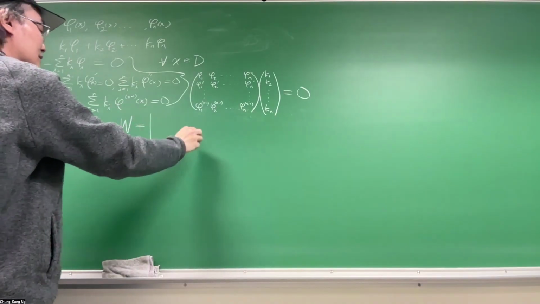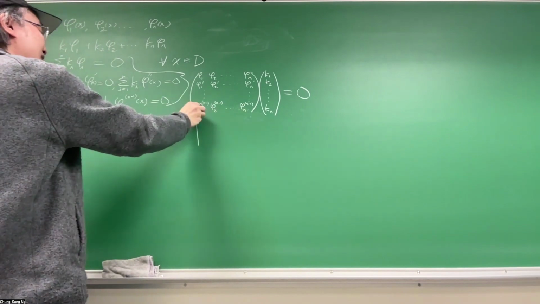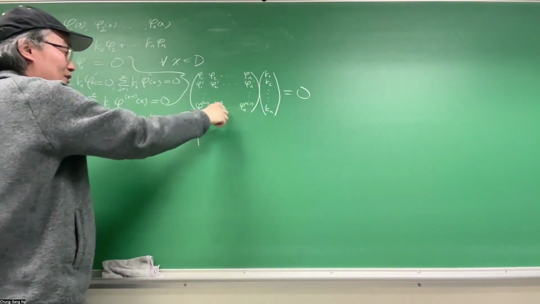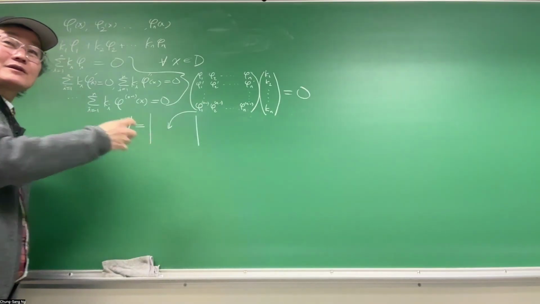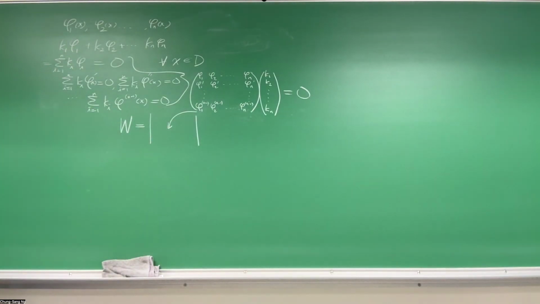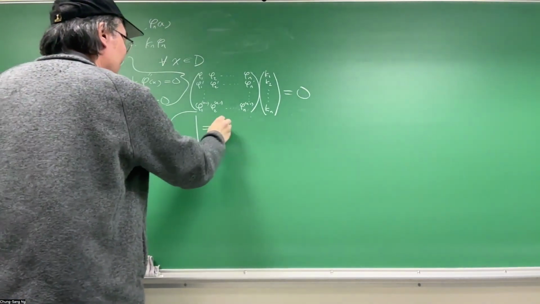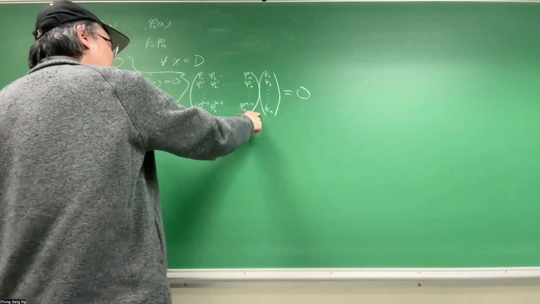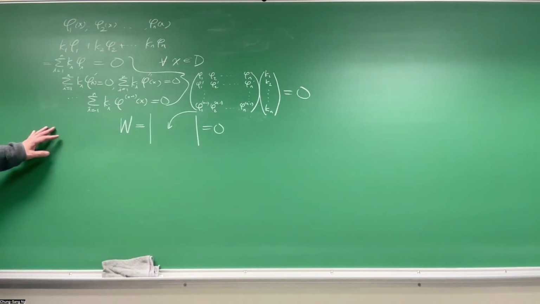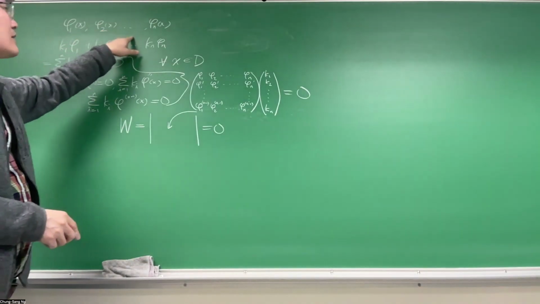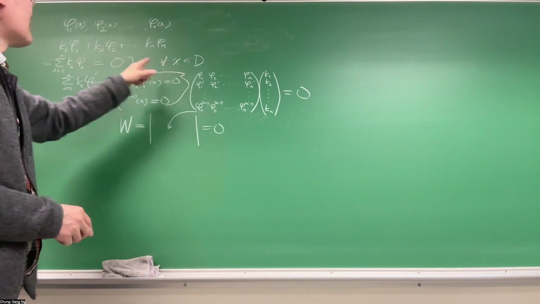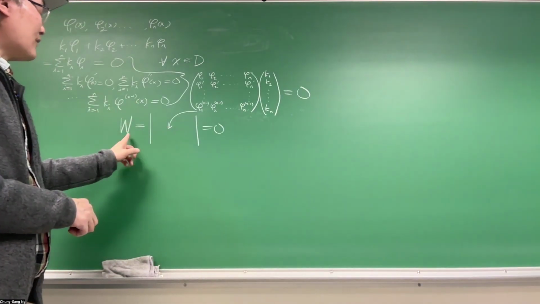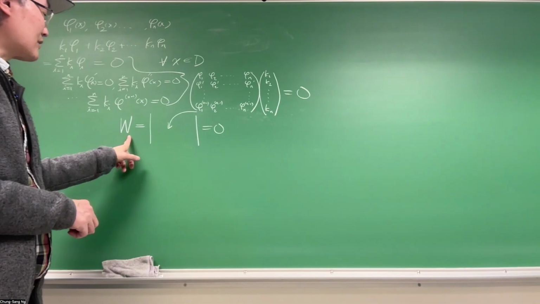The Wronskian is just this one. Just copy this matrix in here and take its determinant, and we call that the Wronskian. If this is 0, then the solution for k exists, which means these n solutions are not independent; they are dependent, based on this summation of k times phi. So the condition for linear dependence is that the Wronskian is 0.